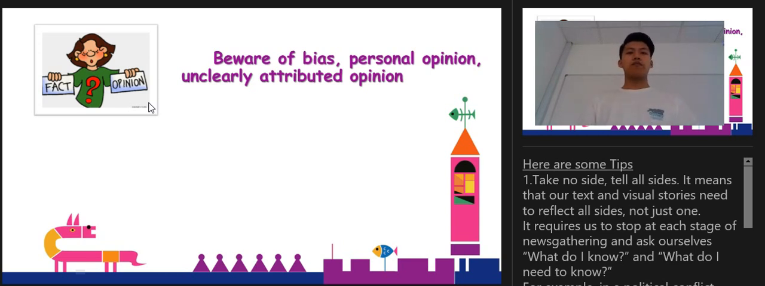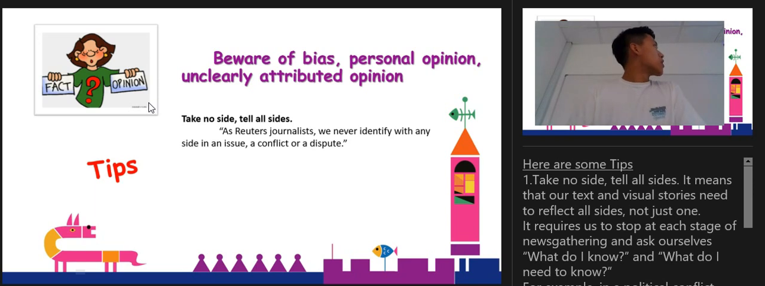Next, be aware of bias, personal opinion, and unclearly attributed opinion. There are some tips. First, take no side, tell all sides. It means that our text and visual stories need to reflect all sides, not just one. It requires us to stop at each stage of news gathering and ask ourselves, what do I know, and what do I need to know?